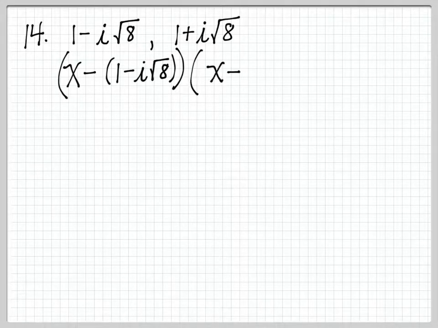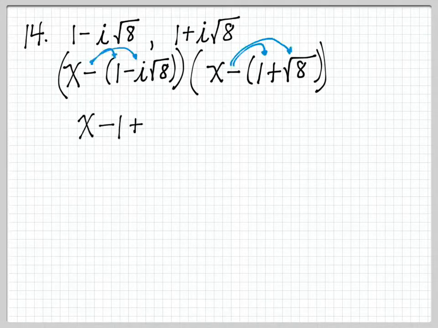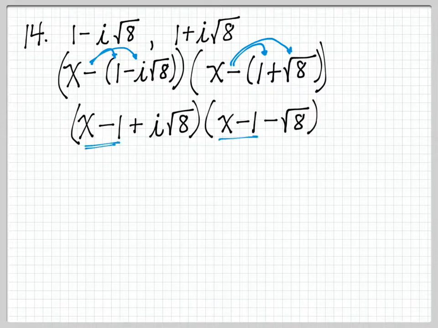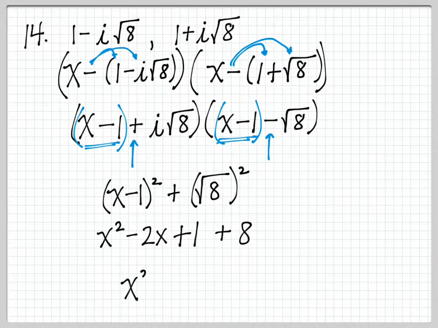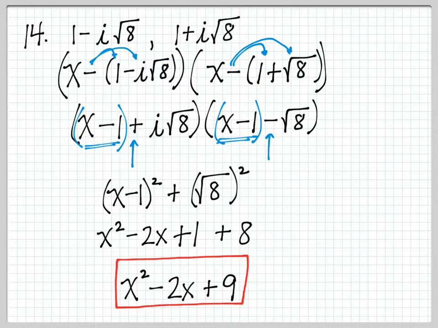Number 14, it's once more the same type of problem. I distribute the 1, and then I notice I have conjugate pairs. I get the first term squared plus the last term squared. Simplify it all out, and there's the end of all of the even solutions.